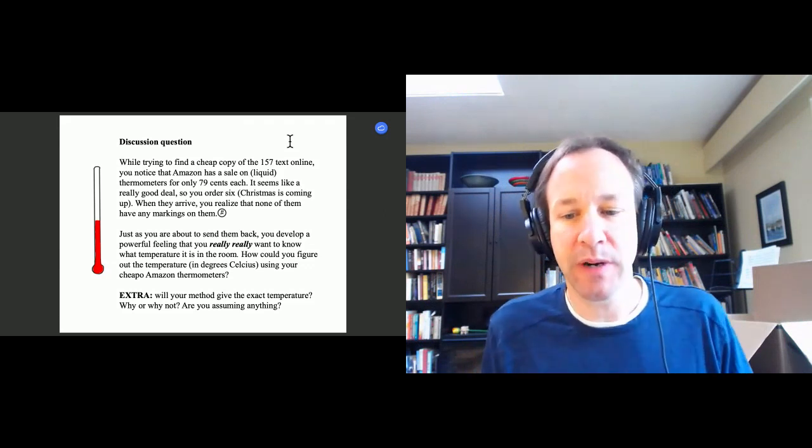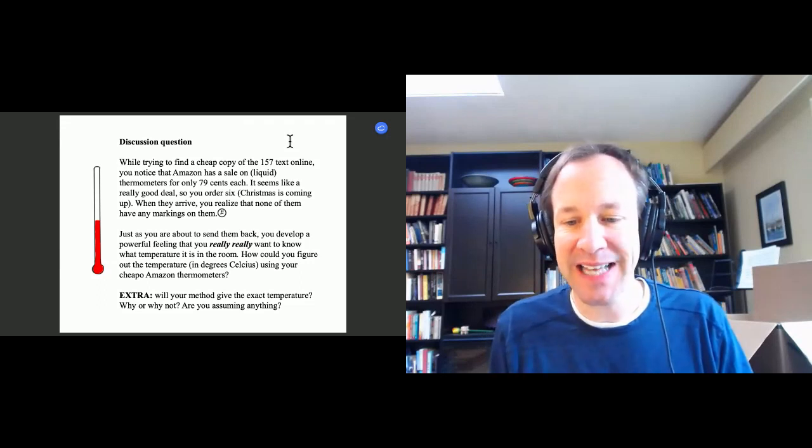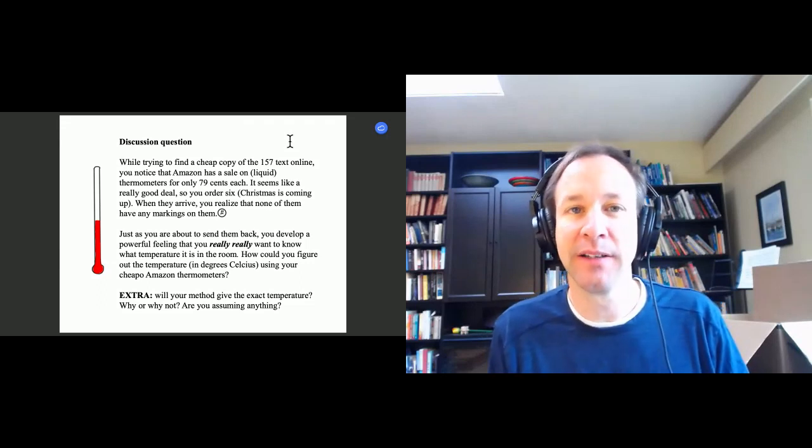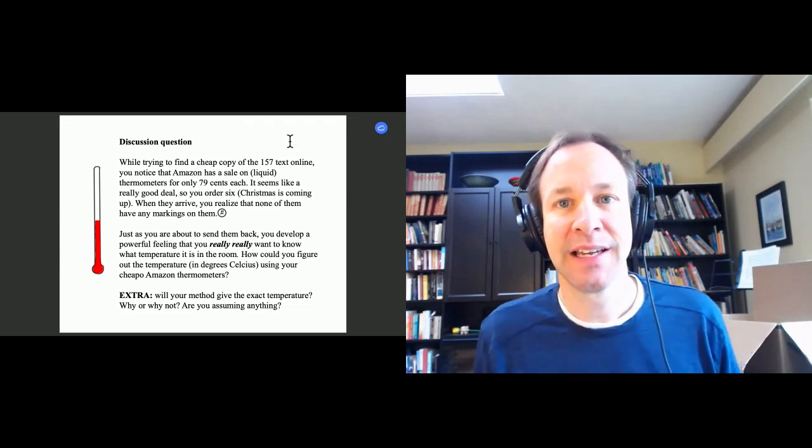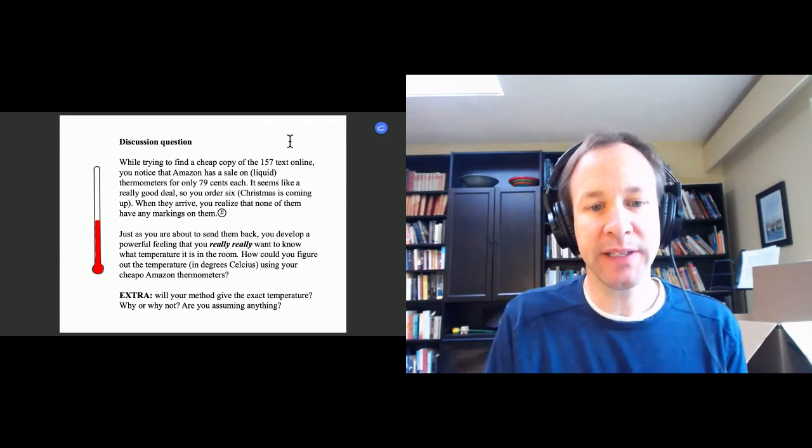Okay, so that would be a way to define what we would call the Celsius scale. What about this extra part? Will your method give exactly the right temperature? Why or why not? Are you assuming anything? So people in the class came up with a couple of really good points.